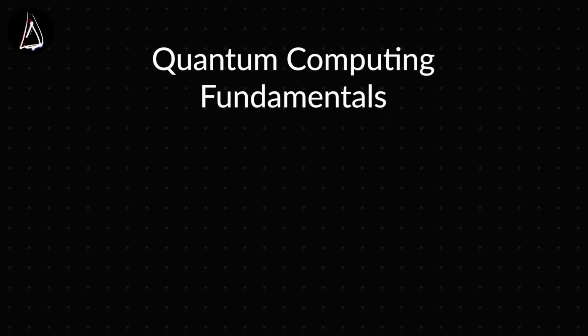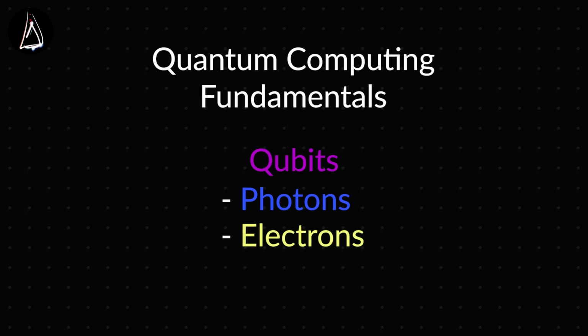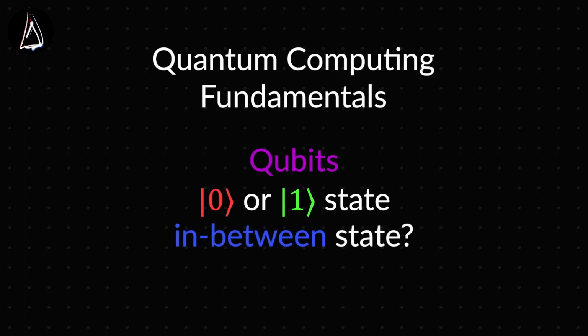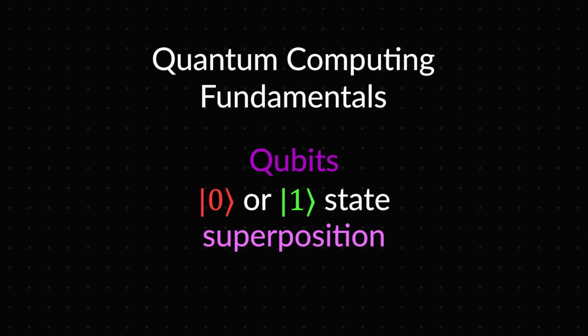In quantum computers, qubits are the smallest unit of information. Physically, they can take a variety of forms, such as photons, electrons, neutrons, or ions. Like classical bits, qubits can be in the 0 or 1 state. But, interestingly, they can also be any state in between 0 and 1. This in-between state is called superposition.